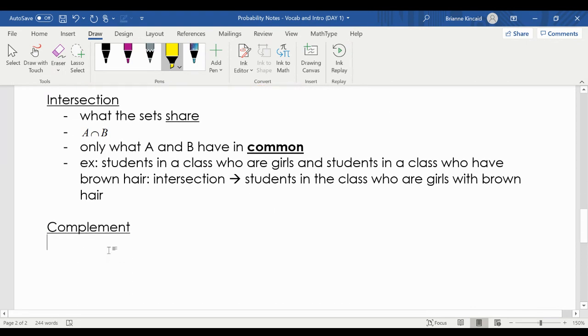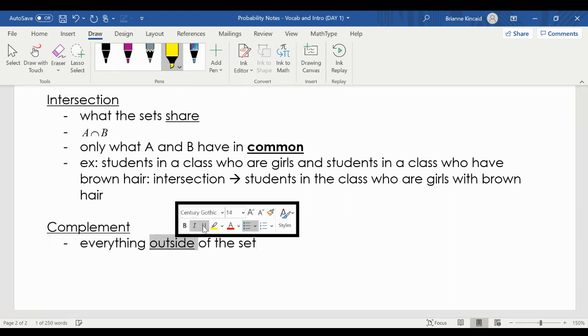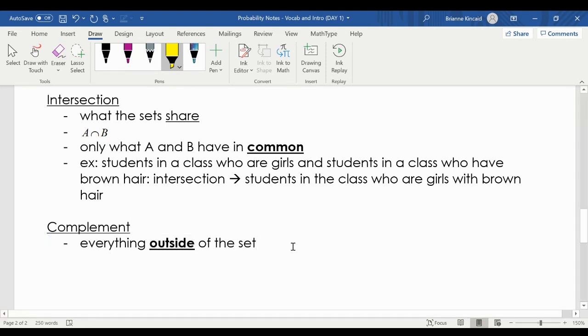The last thing that we want to talk about is the complement. The complement is everything outside of the set. Keyword here, everything outside, so it doesn't belong. We denote this as A prime, or you will also see it referred to as A with a bar over top. That's the other way that you can see this referred to.